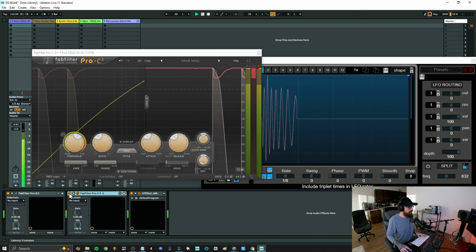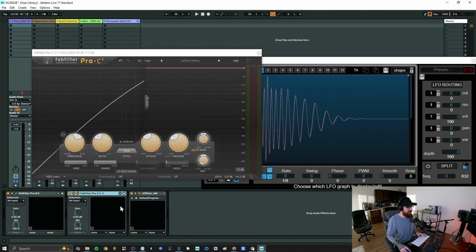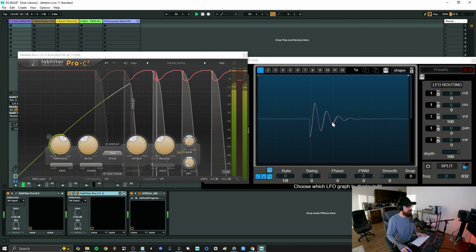Now it's a very, very slight difference, but there's now more punch and less bass. We have more bass when it's off, less punch. And when it's on, we have more punch and less bass. So now you should have a better understanding of how compressors work.